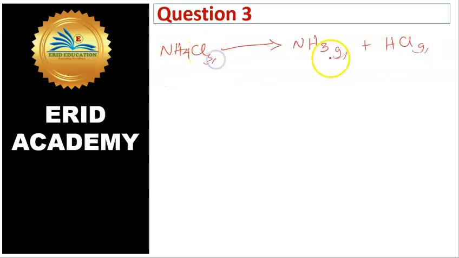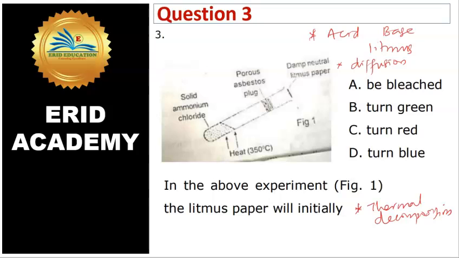So when this happens, you also need to look at your products. We have two products here. One is a base. Of course, ammonia is the only alkaline gas, while hydrogen chloride gas is an acid. Studying the diagram properly, we have an asbestos here, a porous asbestos. That simply means that when your ammonium chloride breaks down, the gases can proceed and pass through the asbestos. But here we have a damp litmus paper.